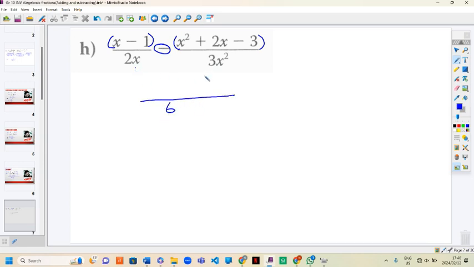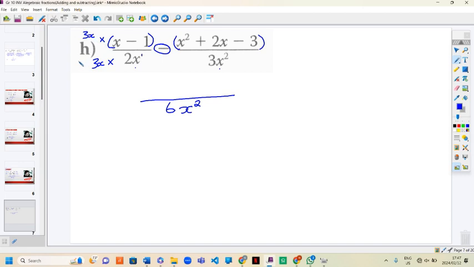Now look at the letters. Are those x's common? There's an x there, there's an x there. It's common. Fantastic. What do I do with a common letter? I take the highest power. So it's x squared. x squared is bigger than x to the 1. Now I ask myself, what do I do to 2x to get to 6x squared? I multiplied by 3x. I can't just do it at the bottom. I need to do it at the top as well.